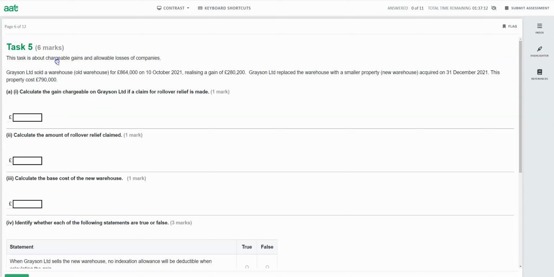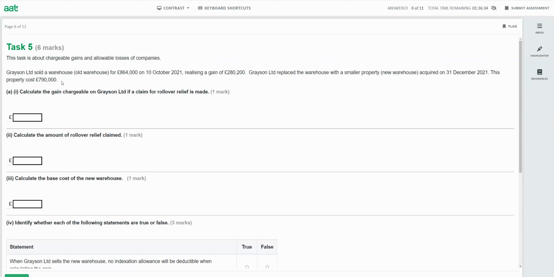It says this task is about chargeable gain and allowable losses for the company. So Garrison Limited sold an old warehouse for $864,000 on 10 October 2021, realizing a gain of $280,200. So that's the gain from selling this warehouse. Garrison Limited replaced the warehouse with a smaller property acquired on 31st of December 2021. This property cost $790. So a few things are very important to understand for the rollover relief.